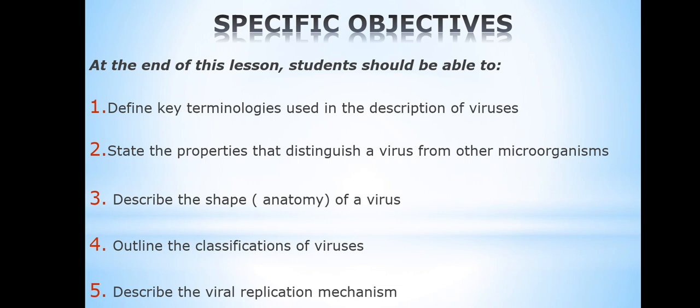Apart from that, the last objective is that you should be able to describe the viral replication mechanism. Now, this is very, very important. There wouldn't usually be an exam that completely lacks this element of viral replication mechanism, especially if this topic has been taught in microbiology. The viral replication mechanism is very, very important, because it's only by understanding it that you can understand how the different drugs that we give to these patients work. So we're going to talk about the virus replication cycle.